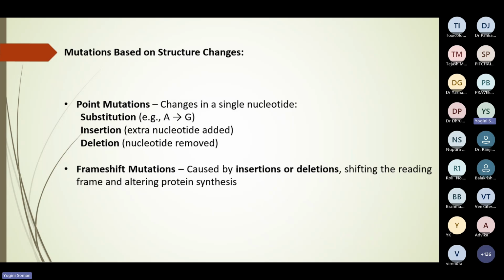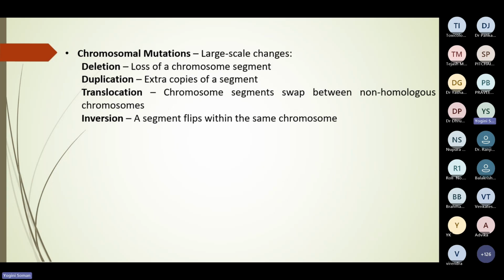The next one is a frame shift mutation. It is caused by insertions or deletions which shift the entire frame, so that there is an alteration in the protein synthesis due to shifting of the frame. The next is chromosomal mutations. The types are a deletion, so there is a loss of a chromosome segment, or the duplication, where extra copies of the segments are added, or the translocation, where a chromosome segment swaps between non-homologous chromosomes, or the inversion, a segment flip within the same chromosome.